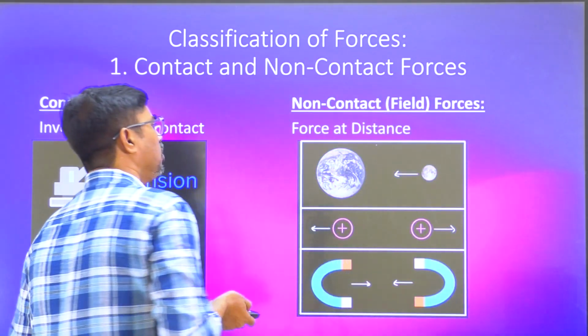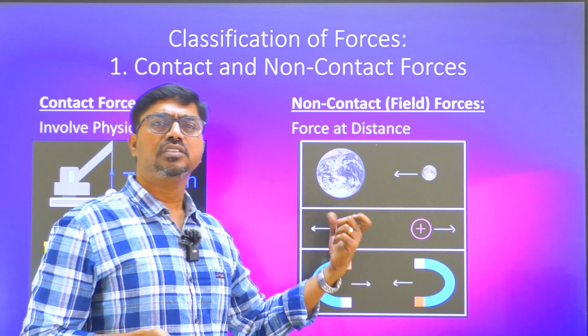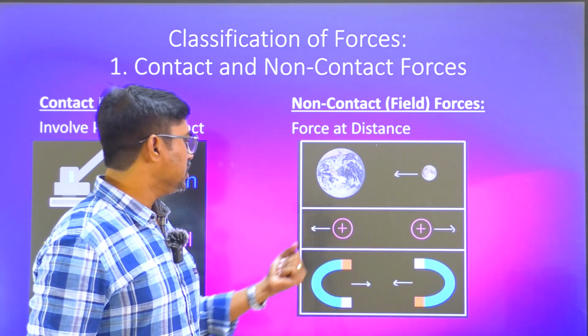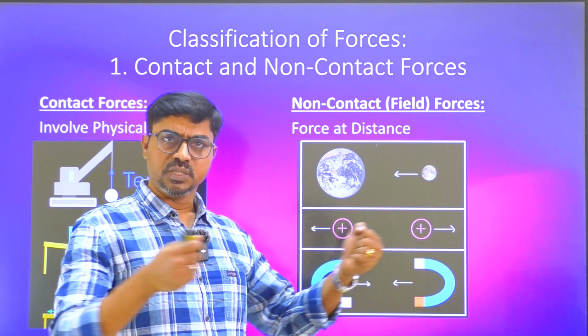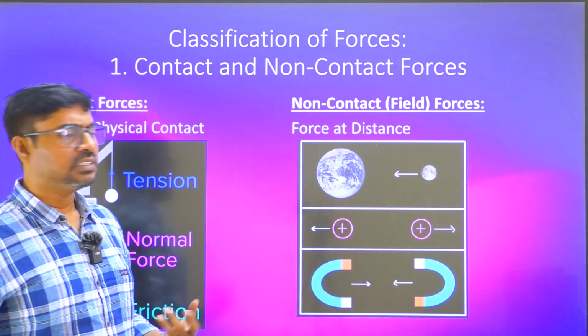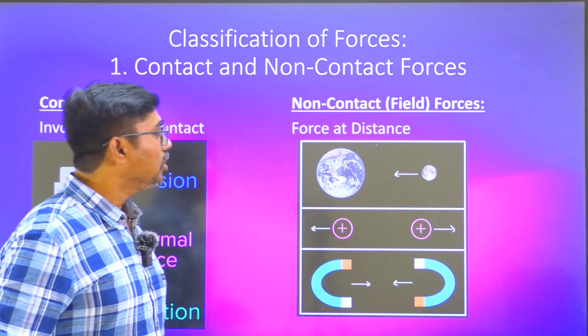Similarly, you can have non-contact forces. Even without any contact between Earth and Moon, there is a force between them. This is called field force or force at a distance. Positive charges repel each other. This is electrostatic force. Here you have magnetic forces. These are all forces without contact you can have. These are called non-contact forces.